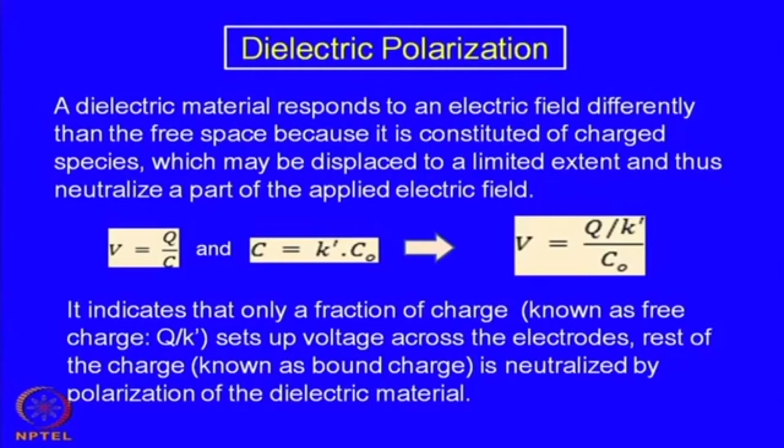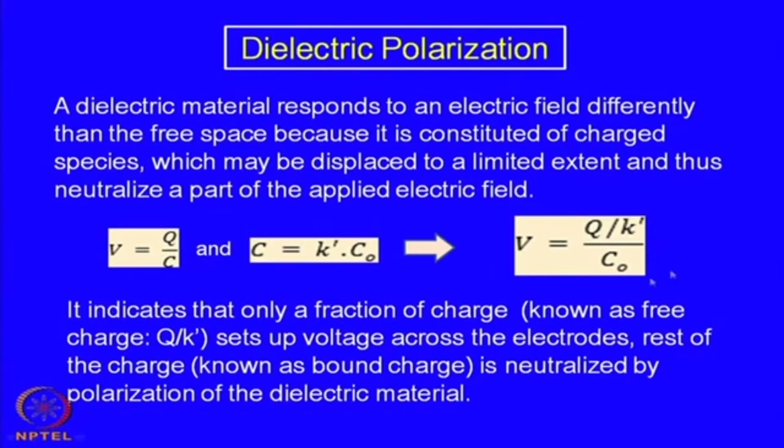So, once again, we can have more or less the same equations written slightly differently. Starting with V equal to Q by C, and C equal to K prime C 0, where C 0 is the capacitance of a vacuum of a particular geometric configuration. These two equations give rise to another equation, which is V equal to Q over K prime C 0.